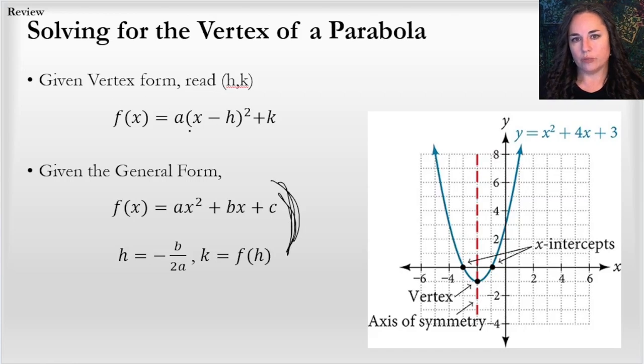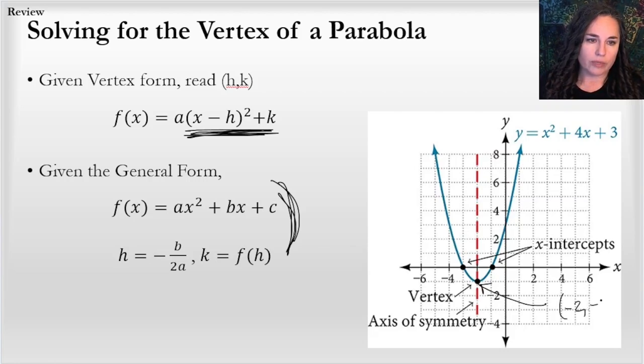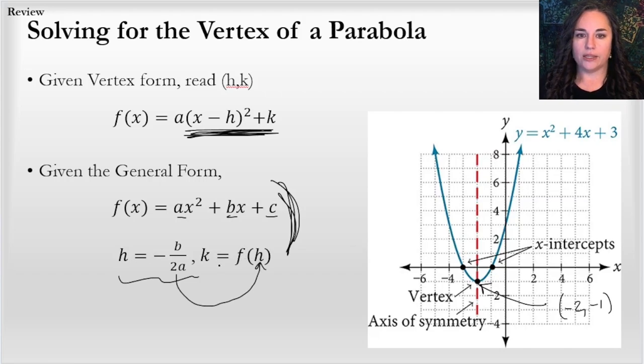If we're given the vertex form, that's the most convenient form for a parabola, right? Because then we can just read off the vertex h comma k. So in this situation, h comma k would be -2 comma -1, right? But if we were given the general form, just an a, b, and c in a general quadratic form, we would know how to find the h of the vertex, and then once we know that h, we would plug it into that function, and that would give us the y value, the k of the vertex.